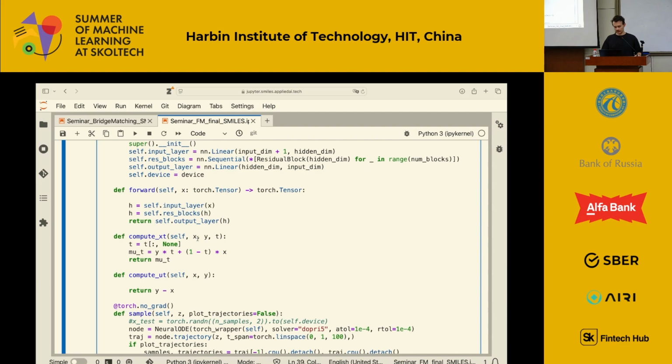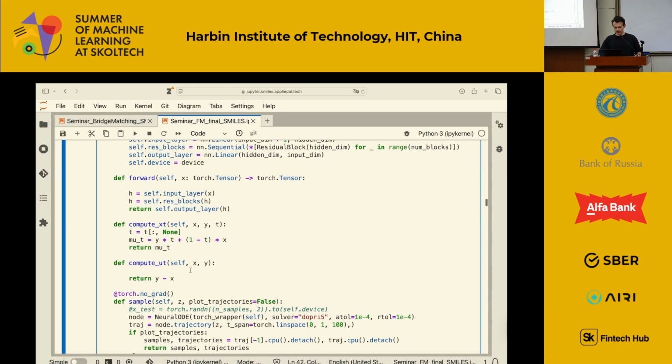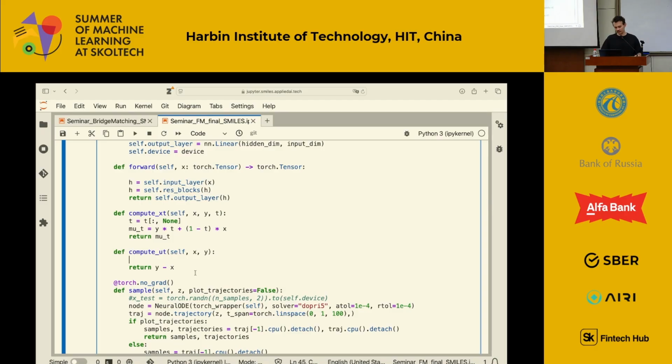Well, x is basically x0 and y is basically x1. So we basically do some technical stuff with time, and we just multiply x1 aka y by t and x0 aka x by 1 minus t, and that's it. That's very simple. And next, to compute the regression target, we just do x1 minus x0, or y minus x. So this is very simple code. Flow matching is actually a very simple algorithm.